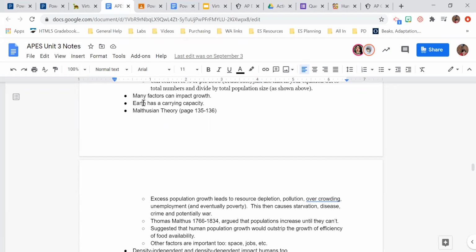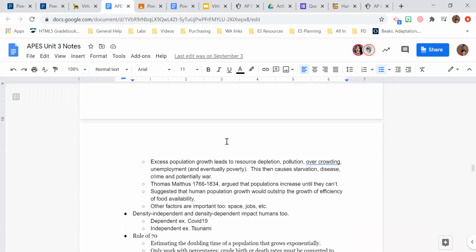Okay, so Earth has a carrying capacity. Now, Thomas Malthus created this theory. It's on pages 135 to 136. College Board wants you guys to make sure that you understand this Malthusian theory. So we're going to definitely talk about that. It can be a little complicated. If after notes today and after you go back and do a little studying tonight or tomorrow night or sometime over the weekend, rereading your notes, you're still confused, read those pages in your book and email and ask questions.